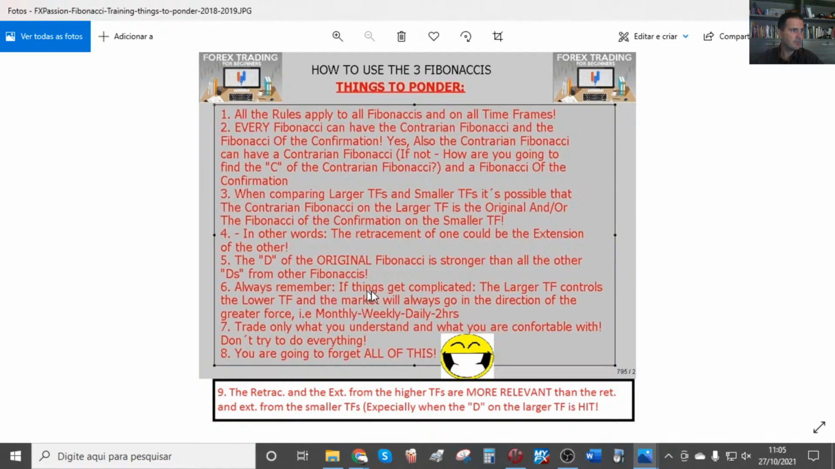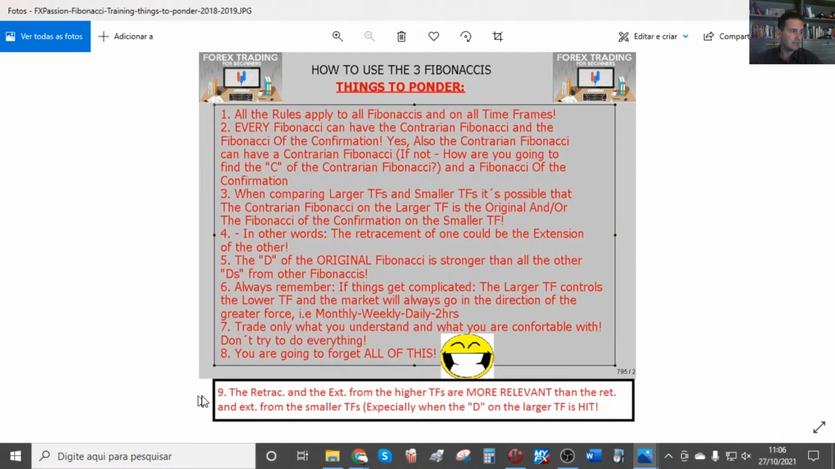Always remember, if things get complicated, the larger time frame controls the lower time frame, and the market will always go in the direction of the greatest force. Monthly, weekly, daily, it's the same concept. The higher time frame controls price movement and direction. Number 7, on the smaller time frame, trade only what you understand and what you're comfortable with. Don't try to do everything.